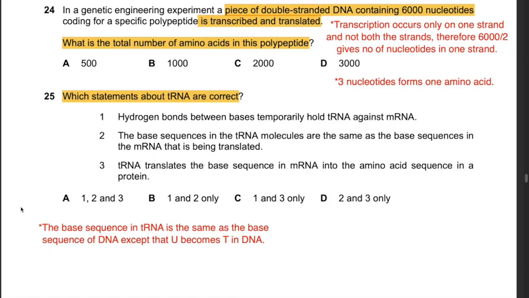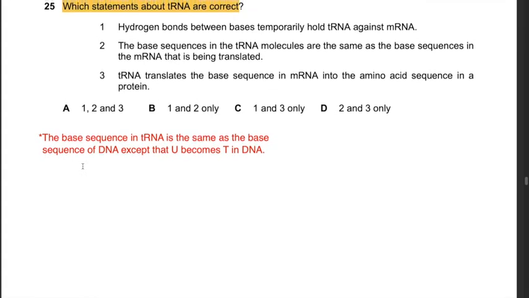And if we remember the process of transcription and translation, 3 nucleotides forms 1 amino acid. And since they are asking the total number of amino acids, 3000 divided by 3 will give you 1000. Hence, the answer is B, 1000 amino acids in this polypeptide.